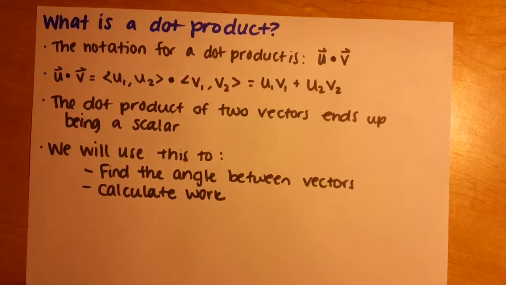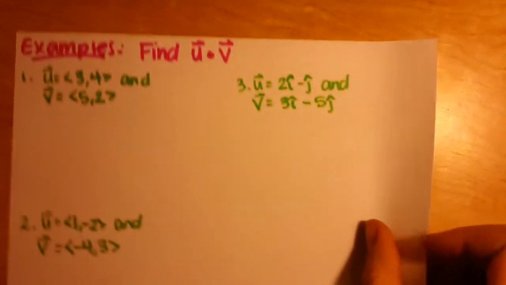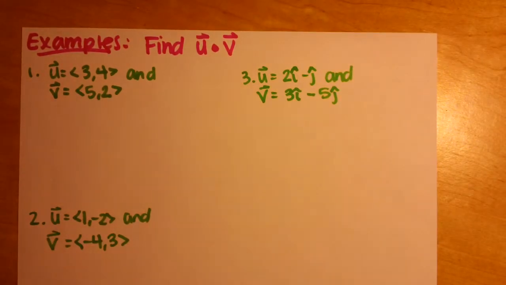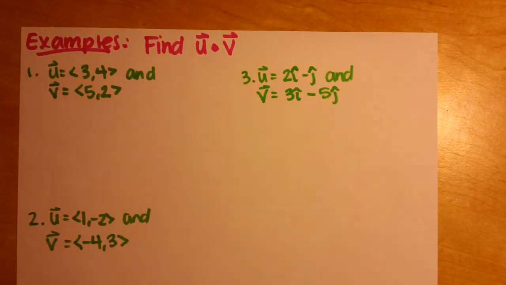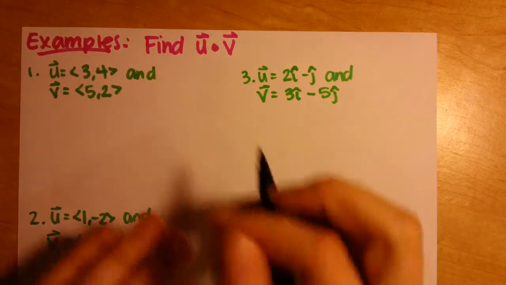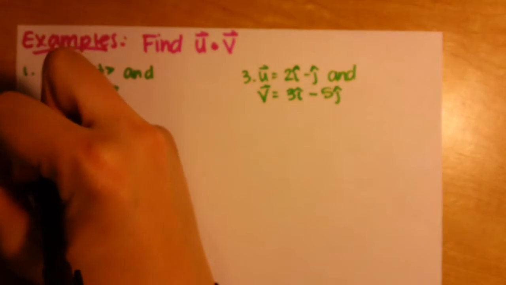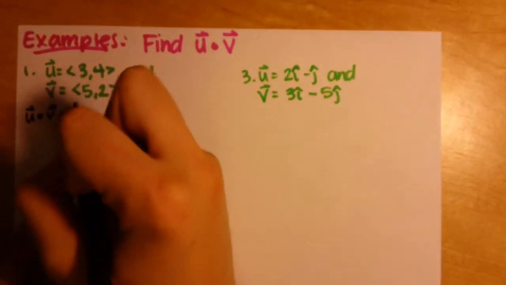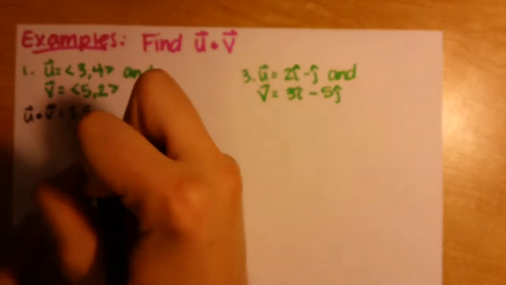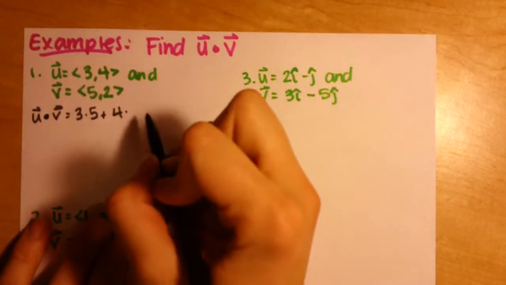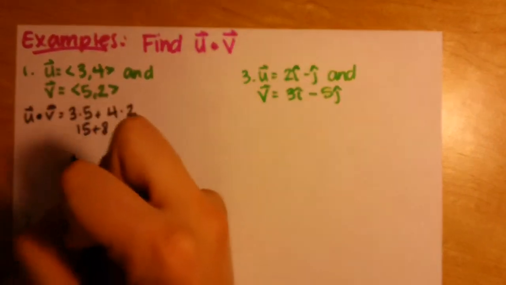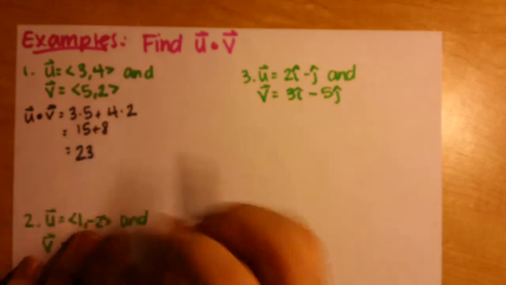We'll use this to find the angle between vectors and to calculate work. So first, let's just practice finding u dot v. If I have some examples here, u is (3, 4) and v is (5, 2). I want to find u dot v. So you're going to take u1 times v1 plus u2 times v2. That gives me 15 plus 8. So the dot product is 23.